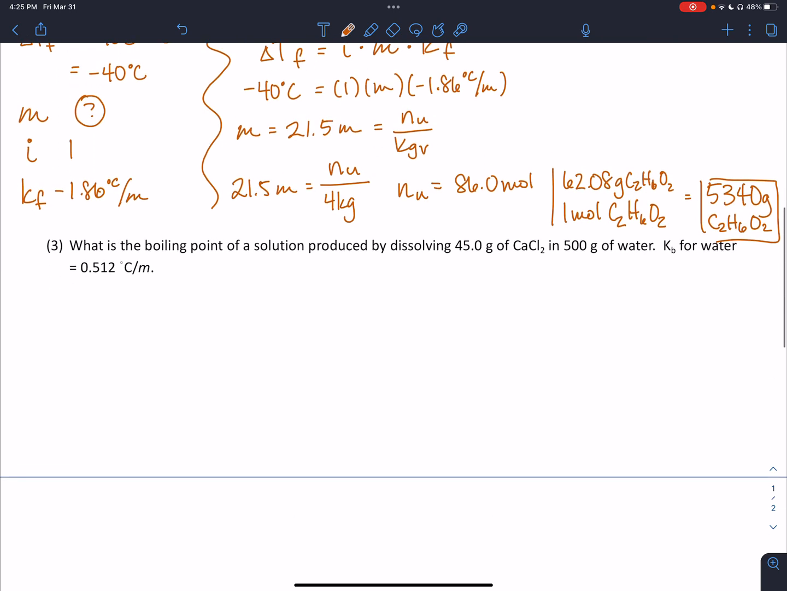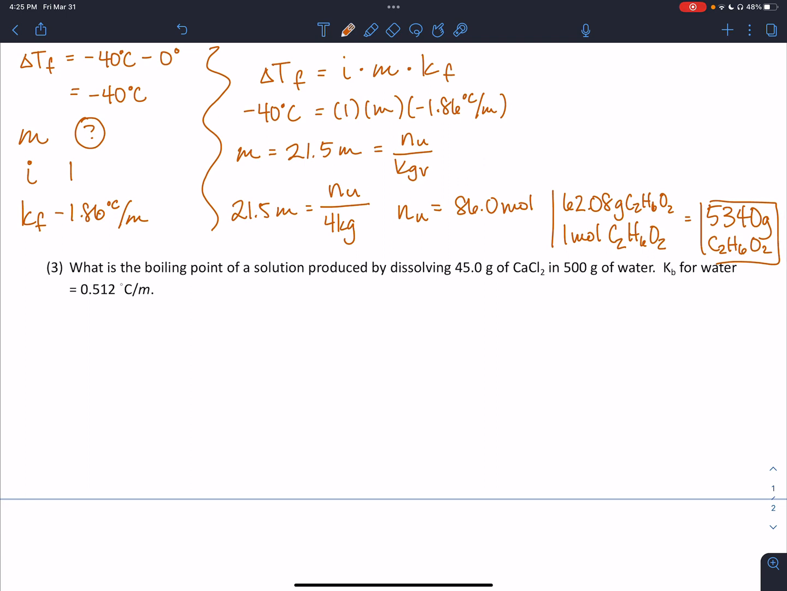All right, so now let's look down at this last problem, problem number 3. This one says, what is the boiling point of a solution produced by dissolving 45 grams of CaCl2 in 500 grams of water? The Kb for water is 0.512 degrees Celsius per molal.